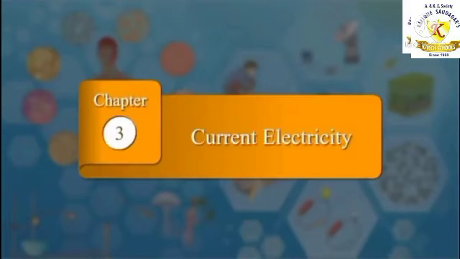So, we have begun to learn lesson number 3, that is current electricity. In our previous lecture, we have learned a few topics: what is electricity, potential difference, electric potential, and about free electrons. So, moving further, now we are going to learn other concepts of this chapter.